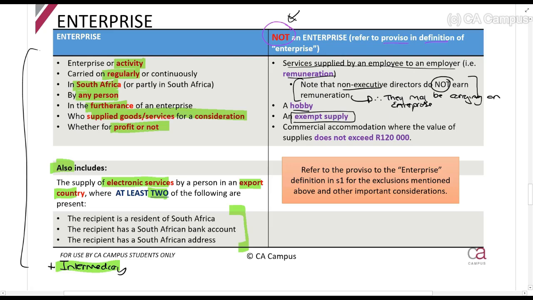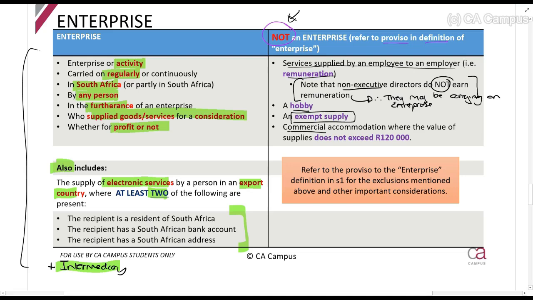Now you'll remember we've already spoken a little bit briefly about exempt supplies. Exempt supplies are supplies which are just not subject to VAT at all. And there are a number of them in the Act. So for example, if you give someone financial services, charge them interest, that's an exempt supply. That's not an enterprise.